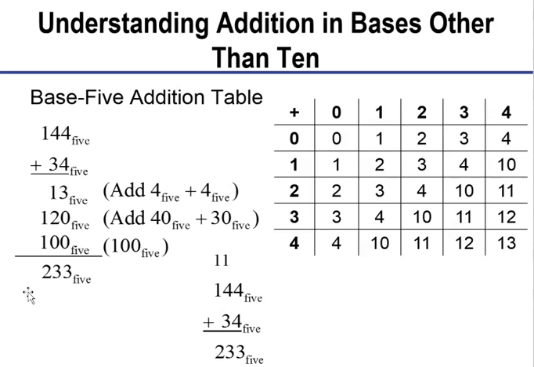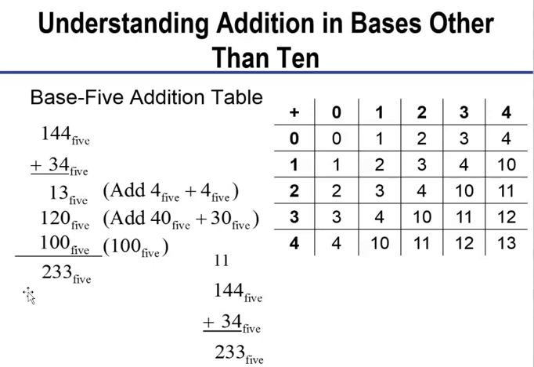And then finally we can say the answer here, 144 base 5 plus 34 base 5 is 233 base 5. That's not the only way to do it, although I think that might be the easiest way to do these additions in bases other than 10. It takes practice, so just be patient with yourself.